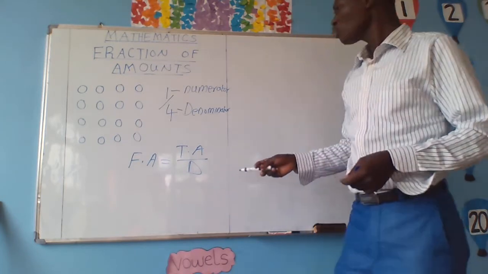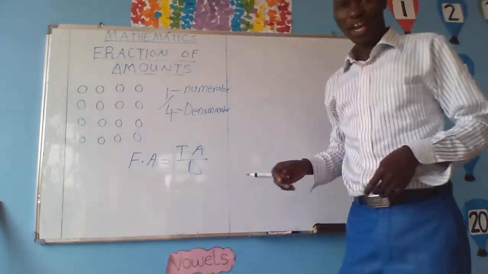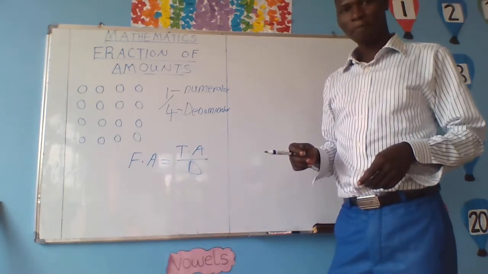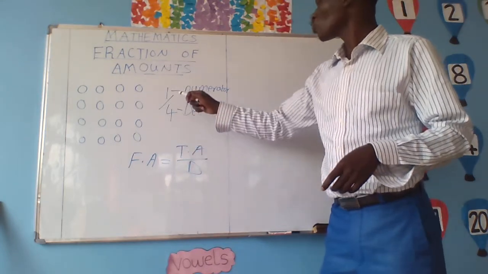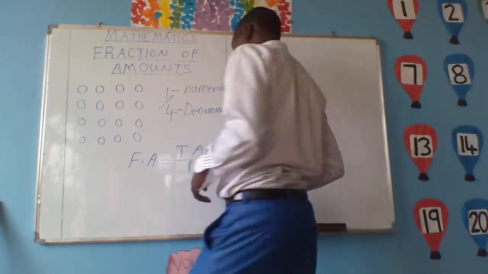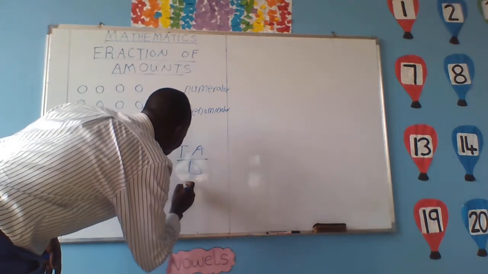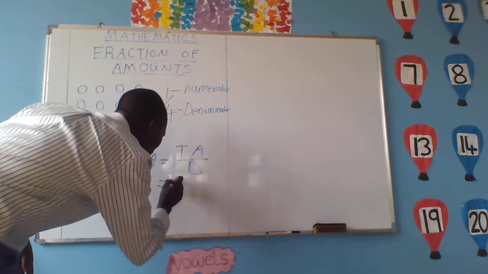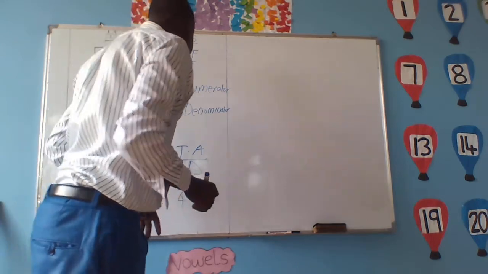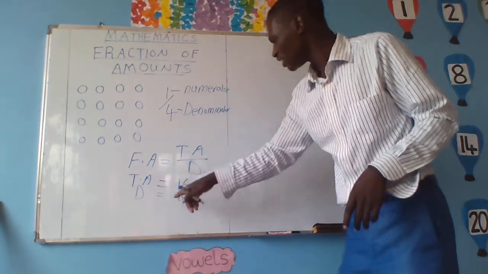Now, we have to look for the total number of amount. How many bottle tops do we have? We have counted it and got 16 bottle tops. If we are looking for the quarter of it, we have to take 16 bottle tops divided by the denominator, which is 4. So the total amount is equal to 16 bottle tops, and the denominator of our fraction is equal to 4.